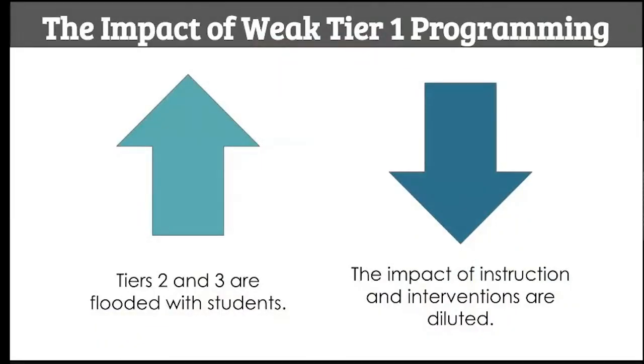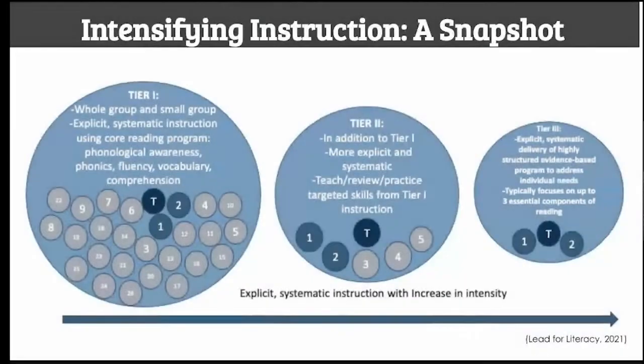Ultimately, the greatest threat to MTSS implementation and school success is poor quality Tier 1. When Tiers 2 and 3 are flooded with students because of weak core programming, the impact of instruction and interventions are diluted. And so this graphic really illustrates the intensification of services that occurs across a healthy MTSS structure. This is what we're protecting when we have strong core instruction. In Tier 1, instruction may be provided to a whole group or small groups, probably both. It should be explicit and systematic instruction using core reading programs that are focused on the essential components of literacy.